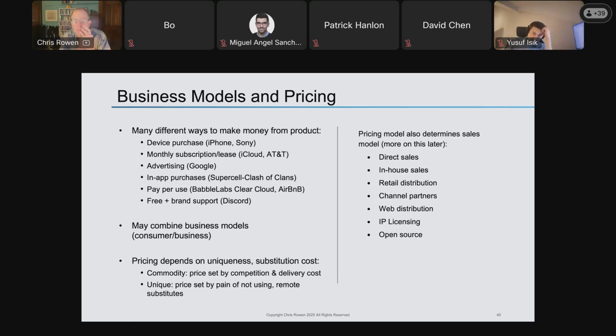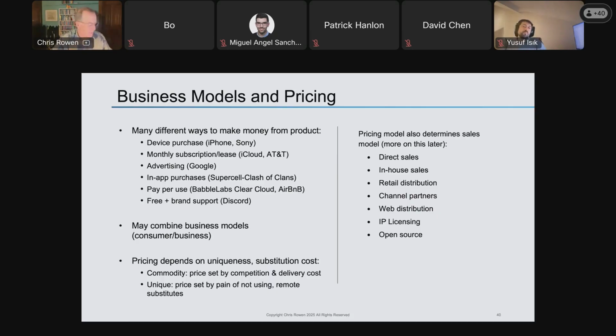We also need to lay the groundwork for thinking about business models and pricing. Business models and pricing are related but different. The business model is the fundamental structure of what you're doing. Did you buy it? Did you lease it? Did you give the product away? Did you give the value away? But you also got an opportunity from the user to advertise to them.